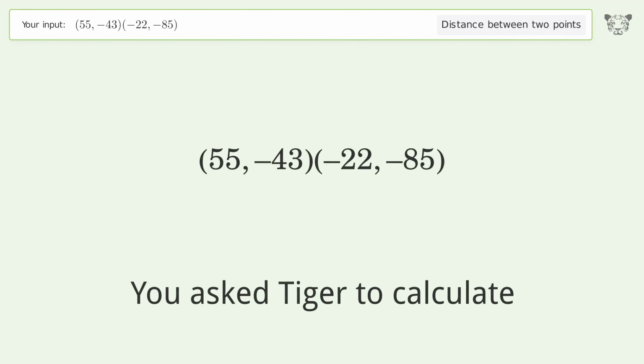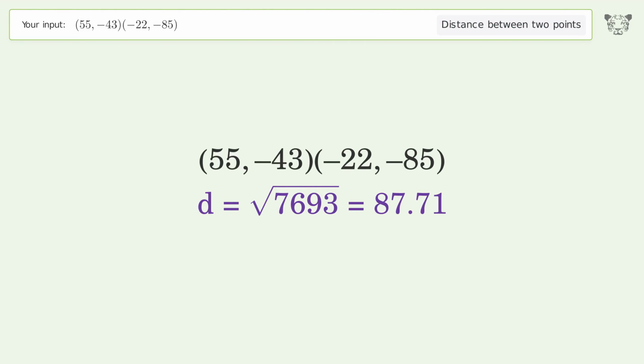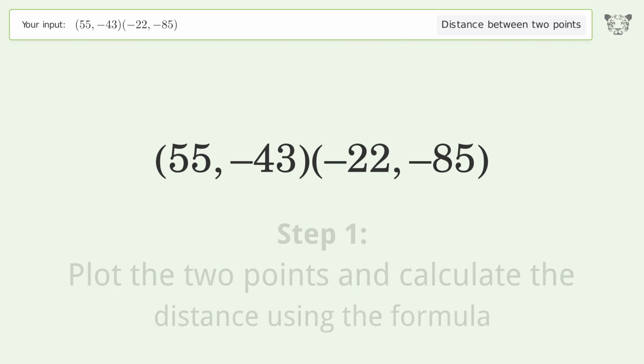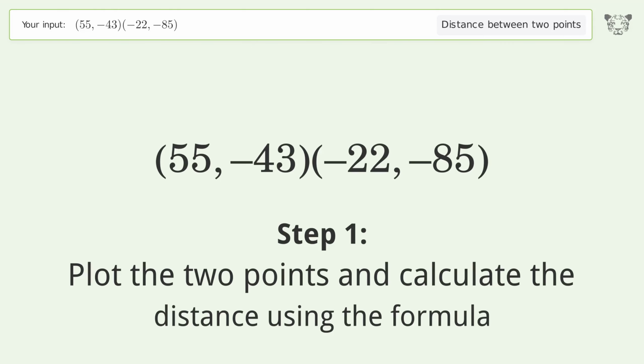You ask Tiger to calculate. This deals with the distance between 2 points. The distance between the 2 points is the square root of 7,693, or 87.71. Let's solve it step by step. Plot the 2 points and calculate the distance using the formula.